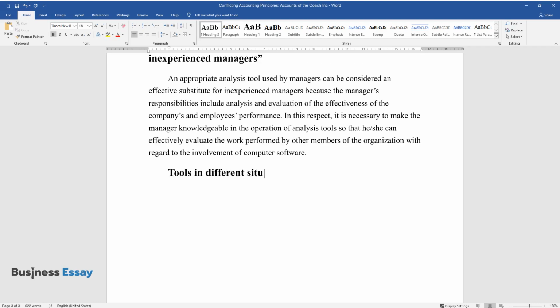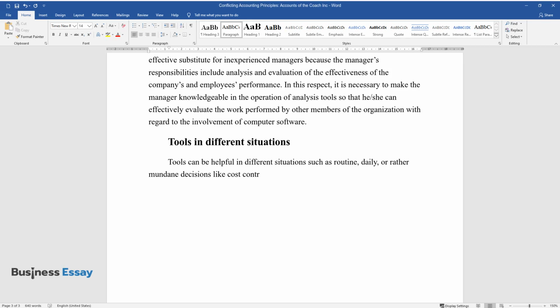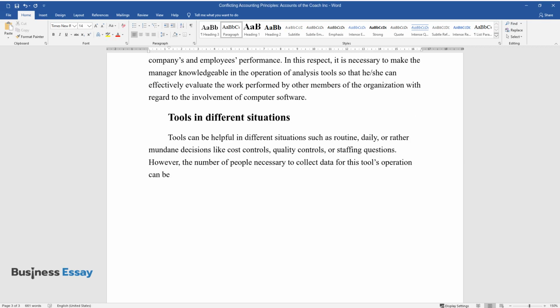Tools in different situations. Tools can be helpful in different situations, such as routine, daily, or rather mundane decisions like cost controls, quality controls, or staffing questions. However, the number of people necessary to collect data for this tool's operation can be larger than and not as effective as the work performed by one experienced manager.